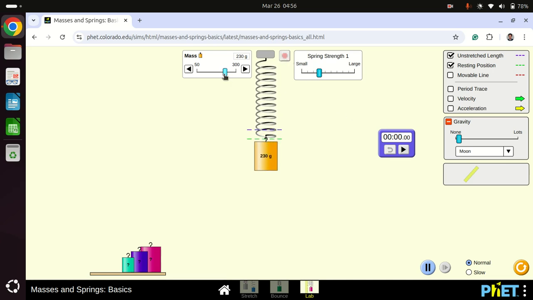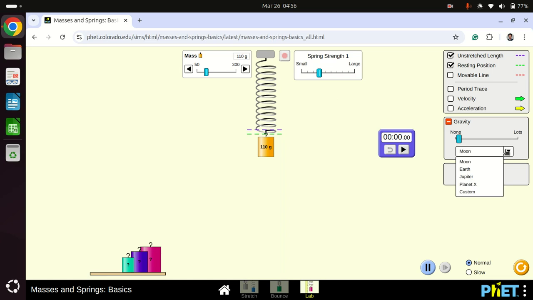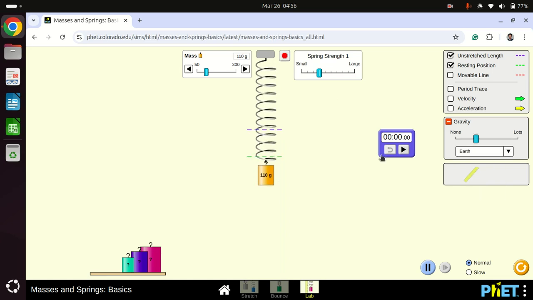I will change the mass and you can see the oscillation. Now suppose I will stop this and now I will come back to earth. Now you can see this is more. So you can see from this you can check what is the acceleration due to gravity. Now if we measure the time period, so for example, we will measure the time period for 10 oscillations.